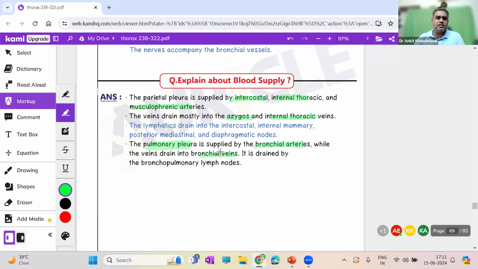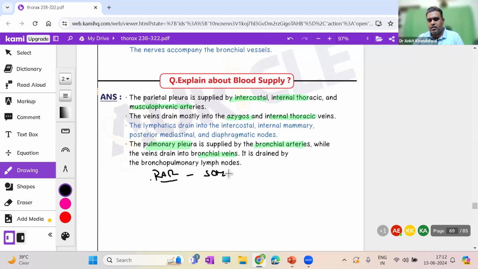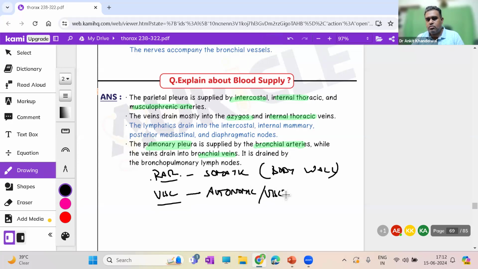If your concept is clear, I'm saying again, if the concept is clear, anatomy becomes very easy. If you know that the parietal pleura will be supplied by everything that is supplying the somatic or the body wall, simple as that, you won't be required to mug up the nerve supply or the blood supply. And if you know that the visceral pleura is supplied by everything that is autonomic, or whatever is the supply of viscera, that is the lungs over here.